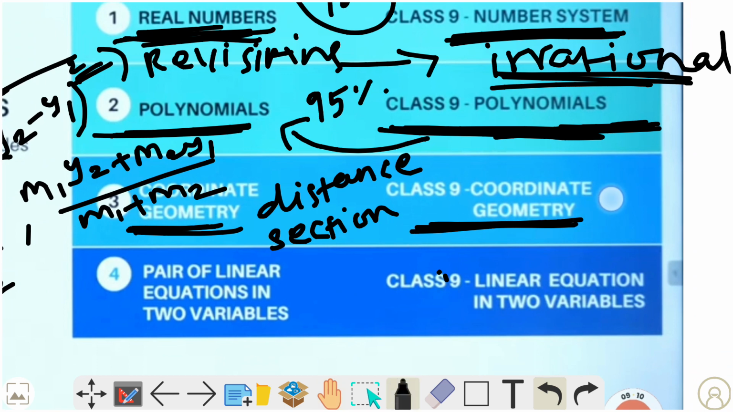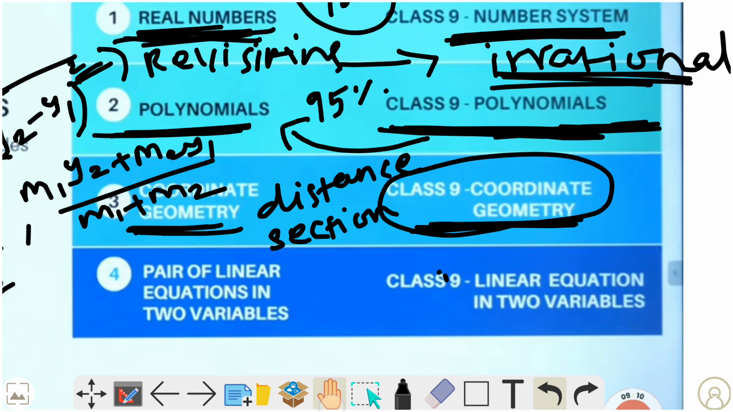In class 9 you have studied only the Cartesian system. So first quadrant, second quadrant, third quadrant, fourth quadrant: first quadrant plus plus, second quadrant minus plus, third quadrant minus minus, fourth quadrant plus minus. So you have studied the basics, the fundamentals. In class 10 you have two extra subtopics. One is the distance formula and another one is the section formula.